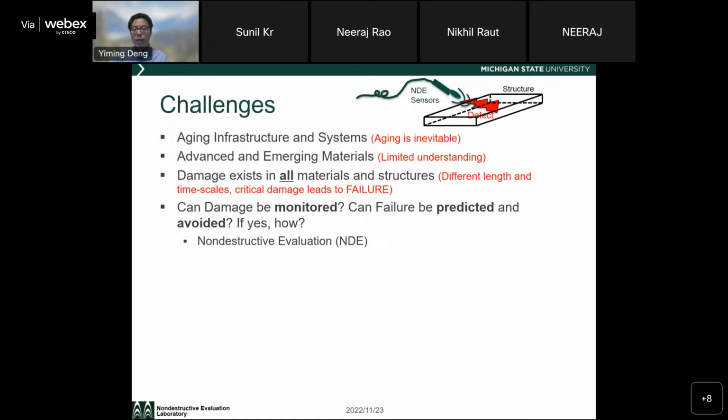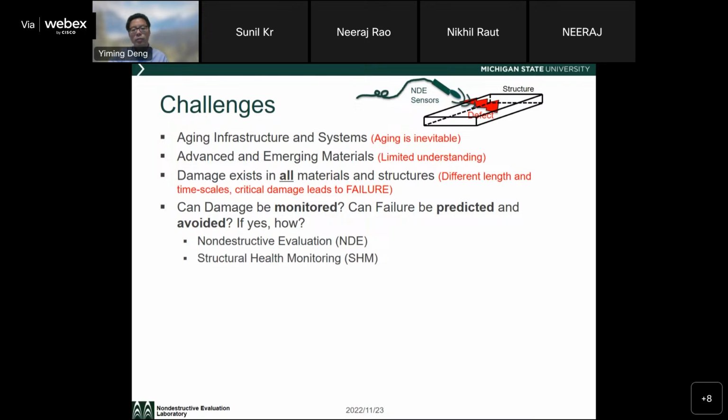and you can try to inject energy into these structures or materials or systems, have the energy interact with the defect, and based on the interaction, you can get the signals coming from this interaction and do the analysis. That is the forward problem and inverse problem here.